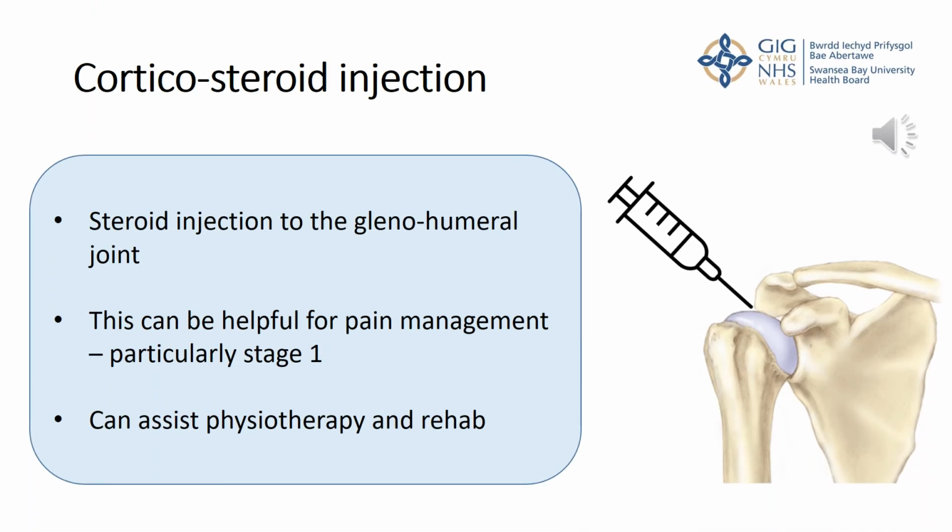As well as physiotherapy, a corticosteroid injection to the glenohumeral joint of the shoulder can be an effective treatment. It can be particularly helpful in the first stage if there is a significant amount of pain stopping the ability to complete your physio rehab. The injection may assist with managing the pain, which will allow you to perform your physio and exercises a lot easier. There's a great deal of evidence to support corticosteroid injection and physio for frozen shoulder.